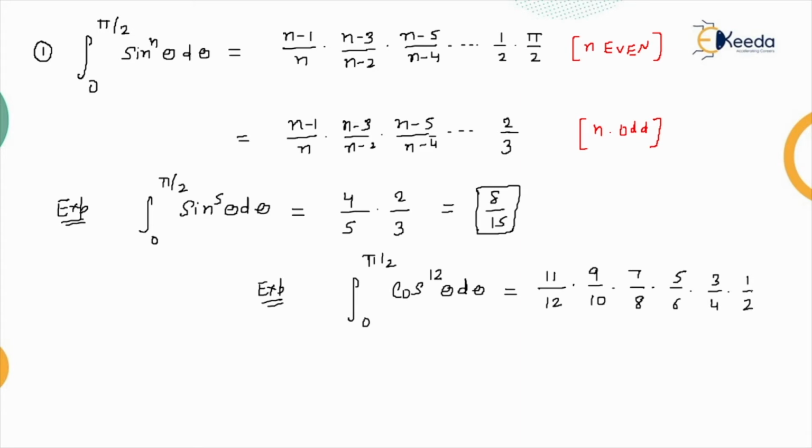Now see, the last term is 1 by 2. So you can remember that if the last term is 1 by 2, you have to write pi by 2 also, because this is the rule of this formula. So you can write out pi by 2. Now you can calculate this complete data above and get the right answer from here. So this is your part.